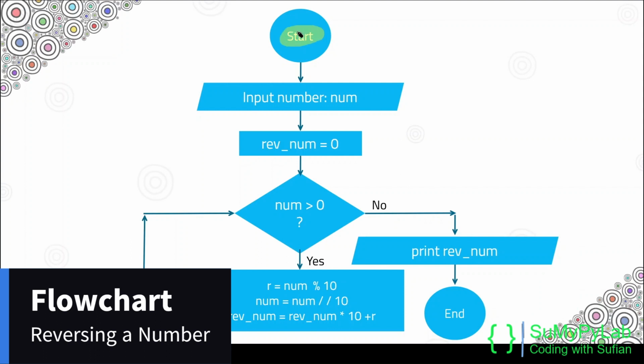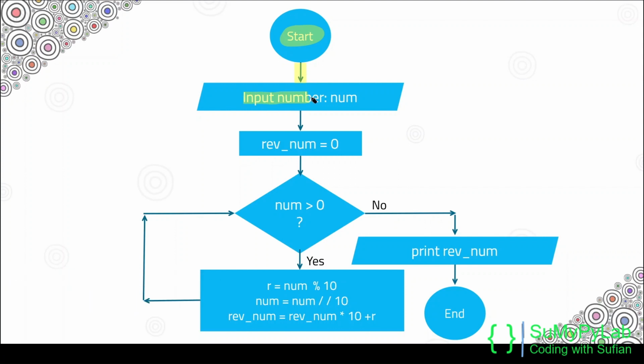Start here. Input the number here. Zero is assigned to rev_num. Is num greater than 0? Yes or no? If yes, perform these operations.